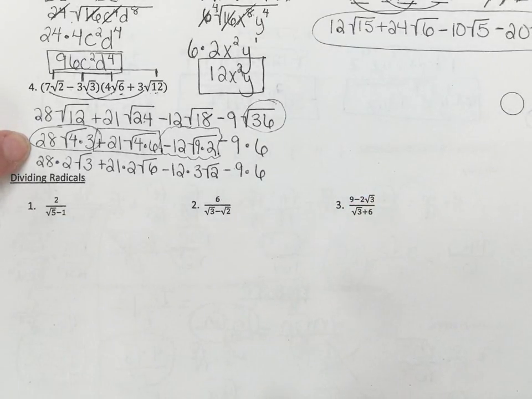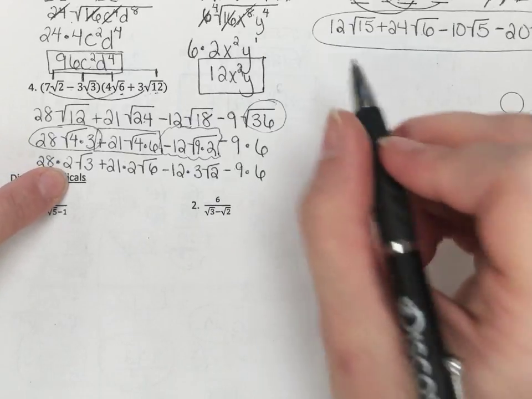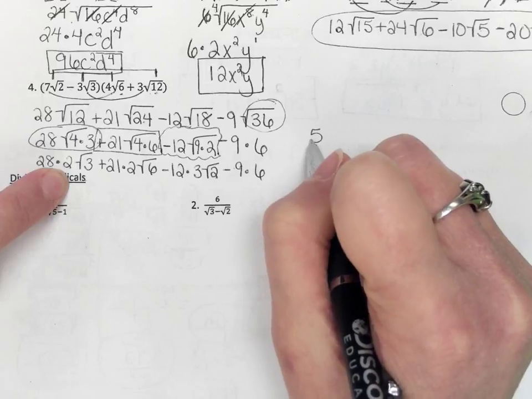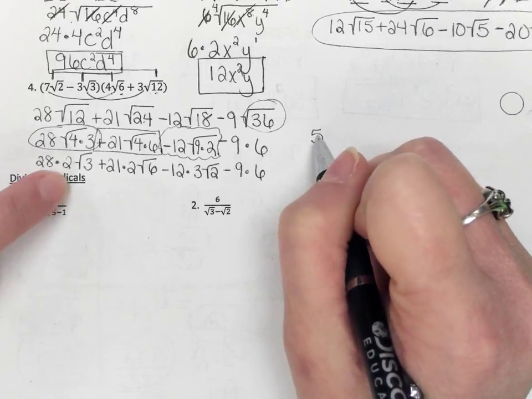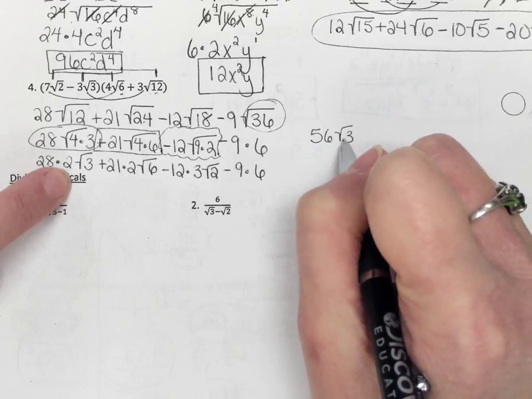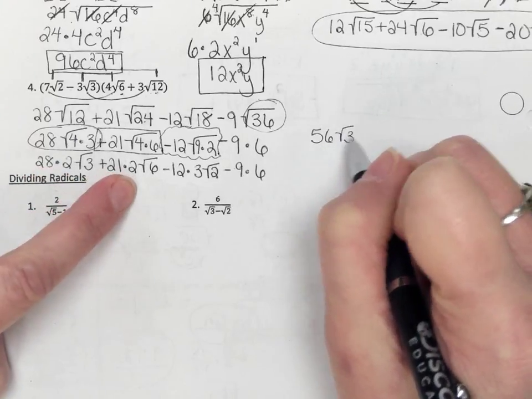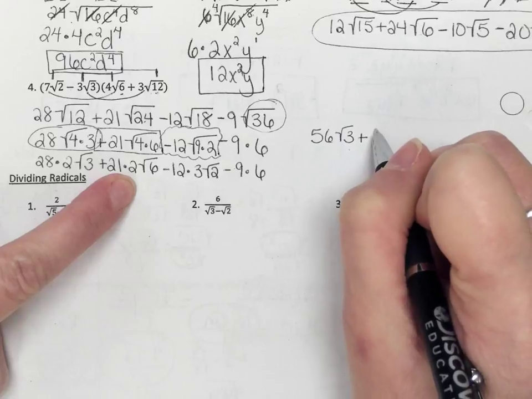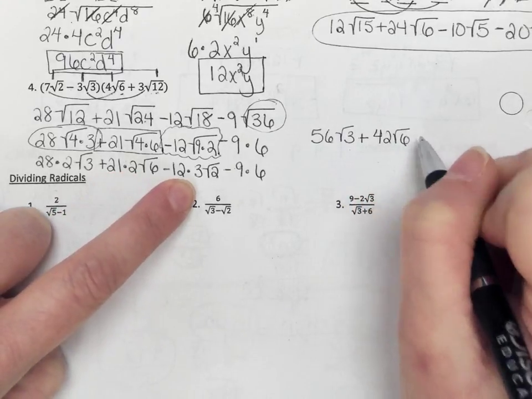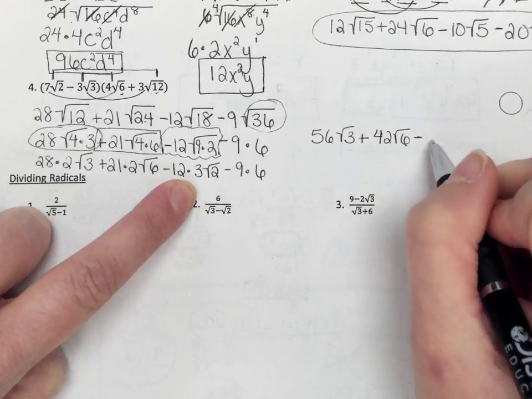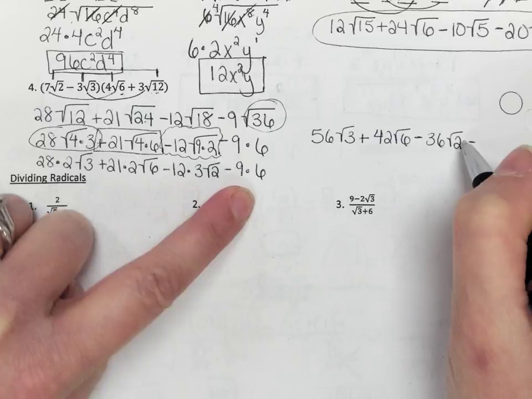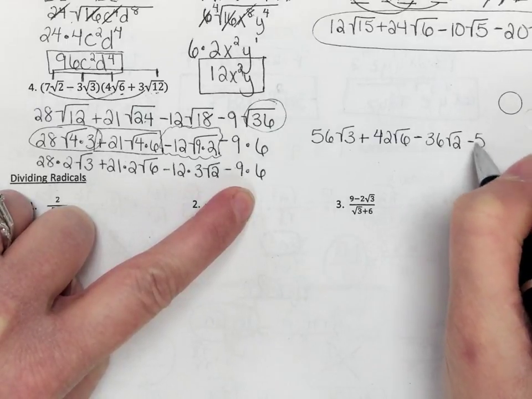Are y'all okay? Alright, and then let's finish it up. What's 28 times 2? 56. Square root of 3. Alright, what's 21 times 2? 42. Square root of 6. What's 12 times 3? 36. Square root of 2. And what's 9 times 6? 54.